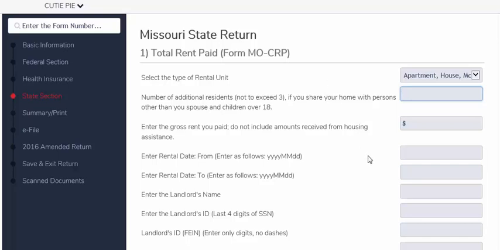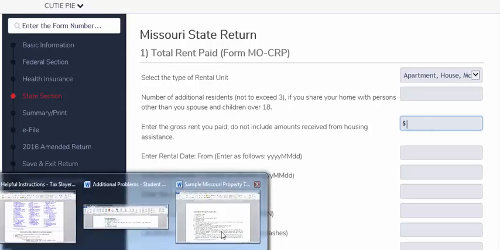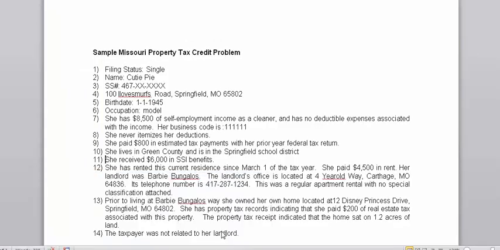Then we enter the gross rent that we paid. This is the total amount that we paid out of pocket, not including any amount received from housing assistance. Usually housing assistance is Section 8. Looking back at our problem here, it looks like she paid $4,500 in rent.